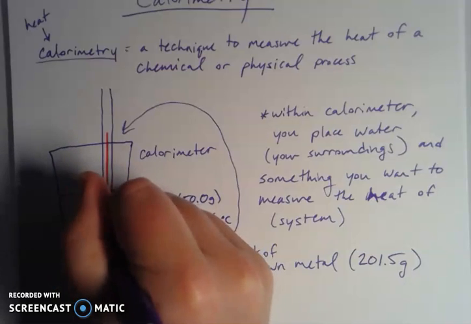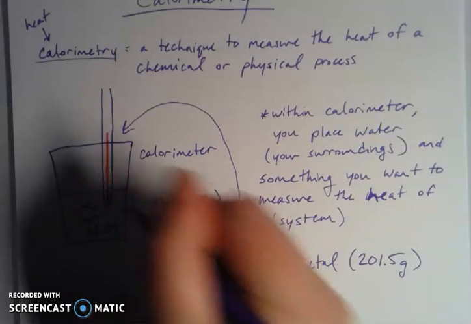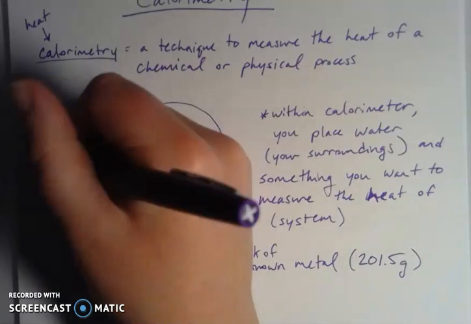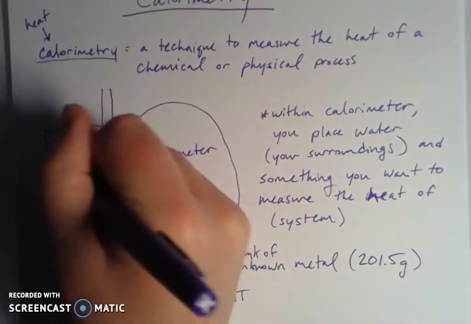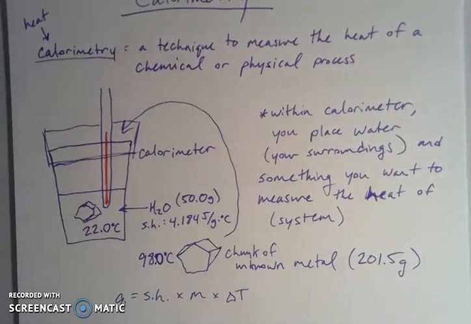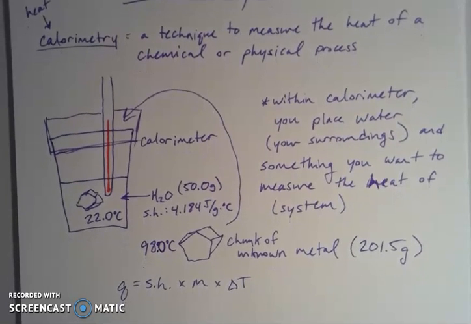That's pretty good. It's obviously a chunk of metal. All right, and now I'm going to put a lid over this thing, but still be able to see my thermometer. So if I have an insulating lid on top of this thing, now my metal is at 98 degrees Celsius. That's what it started out at. My water is at 22 degrees Celsius.